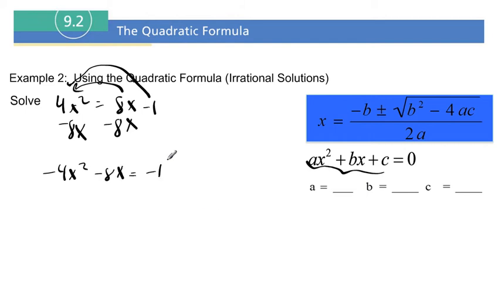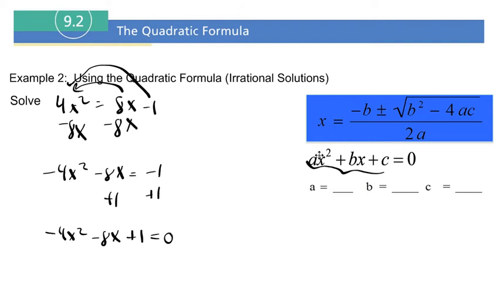All right. And notice though that you can't combine 4 and then -8, because this is x squared and this is x. The only way that we can add or subtract terms together is that they have to have the same variable and the same exponent. So that is not the case there. So let's go ahead and add 1 to both sides. So then we get -4x squared minus 8x plus 1 equals 0.